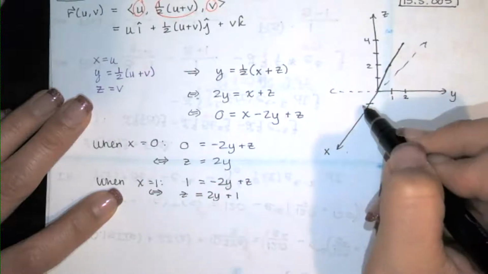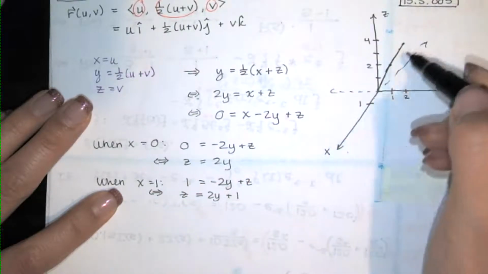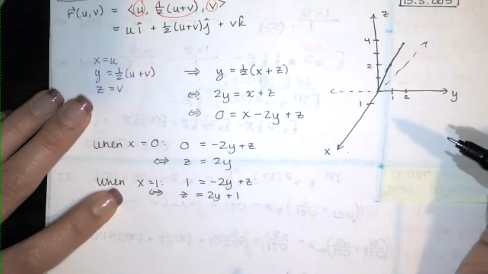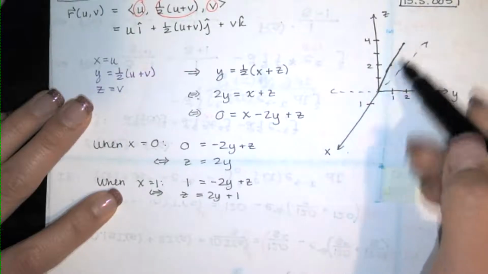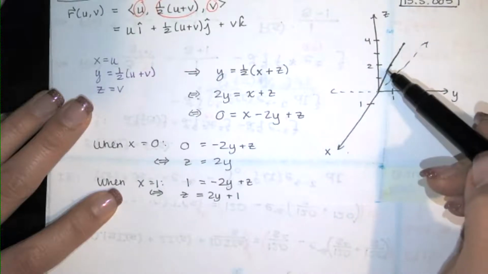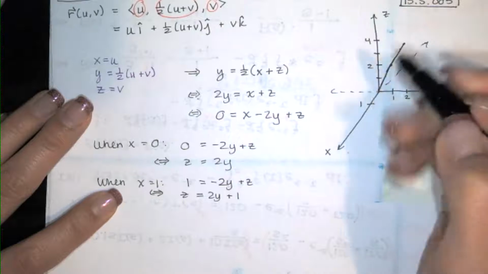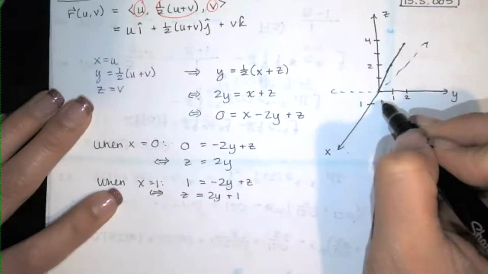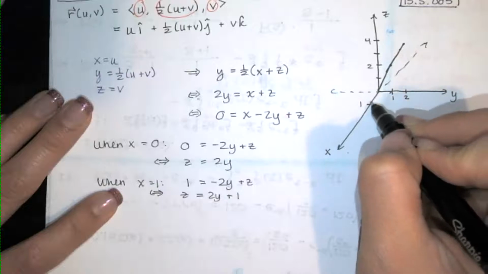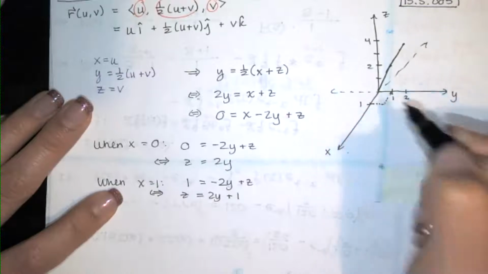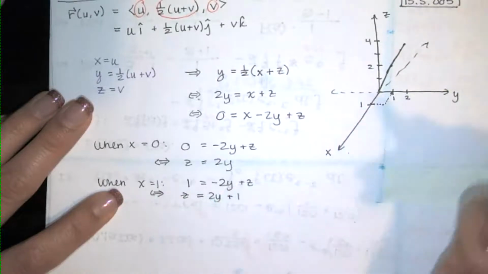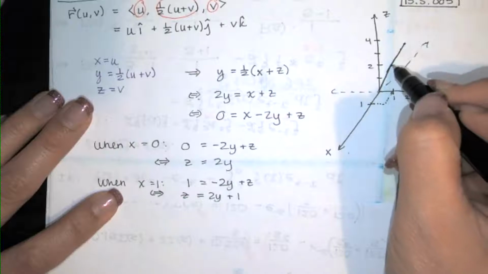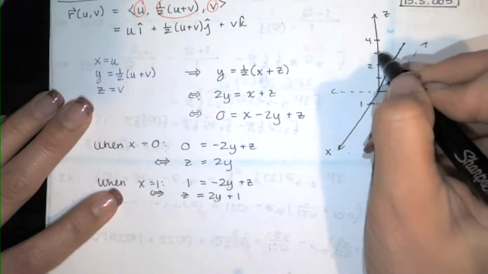So when x is equal to 1, that means we're 1 unit closer than where we were before. We're going to see that same line, or almost that same line, but it's been shifted up 1 unit. So when x is equal to 1 and y is equal to 1, then our z value would be equal to 3 rather than being equal to 2 like it was over here. So we would go up 3 units.